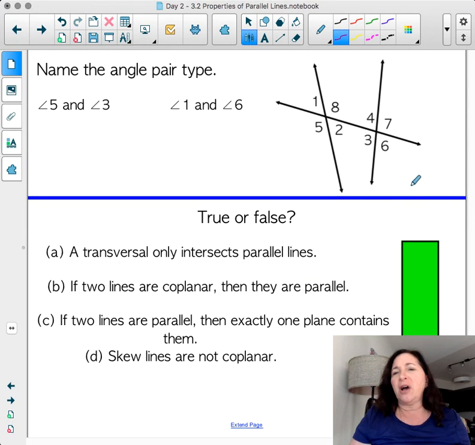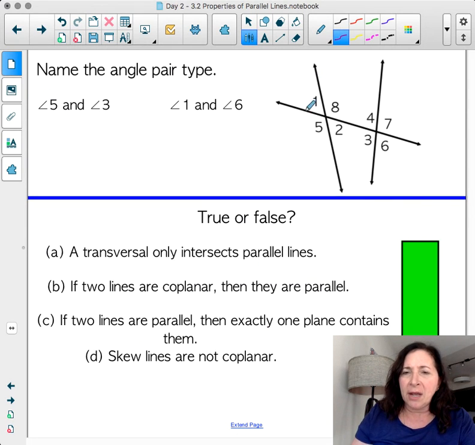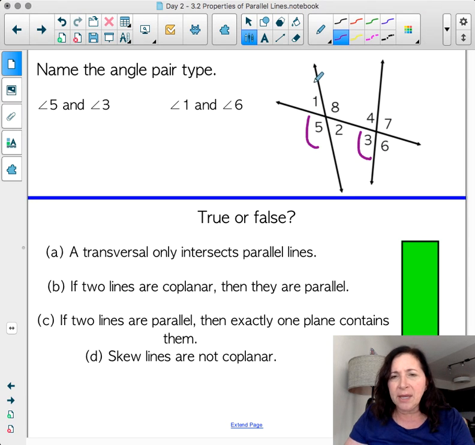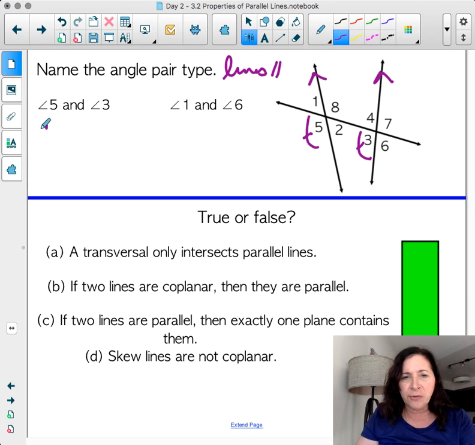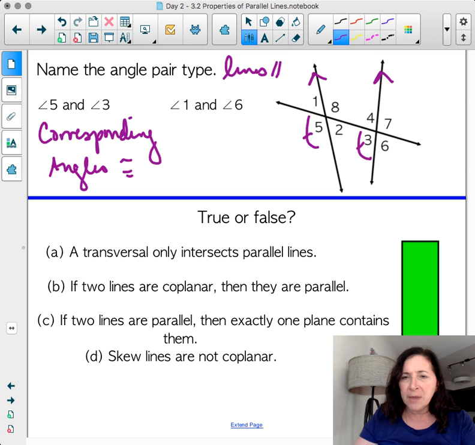Name the angle pair type. So you have angle 5 and angle 3. So you have this one here, this one here. Assuming that these lines are parallel, you'd have to assume that those are parallel. If those lines are parallel, then you would say angle 5 and angle 3 are congruent, and the reason would be those are corresponding angles, and keep in mind they are congruent.